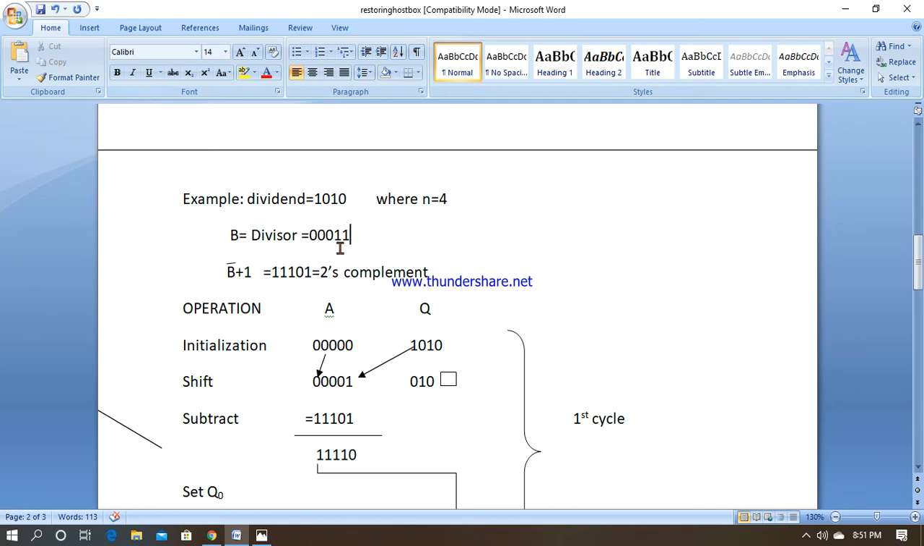So if you convert to 1's complement and add 1, you will get the answer 1101, that is the 2's complement. So that is the A minus B subtraction. Whenever subtraction comes, we can directly apply this. Now we start the process.